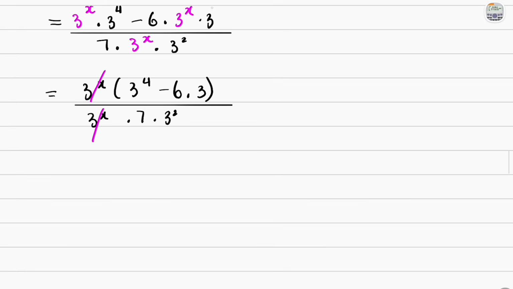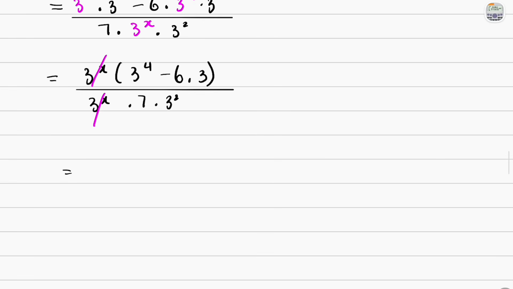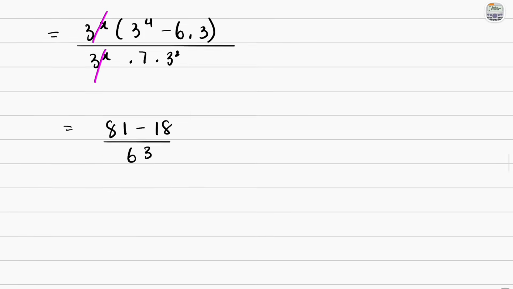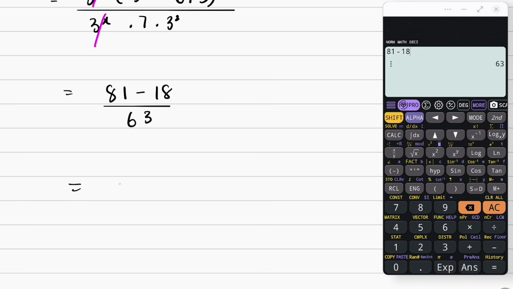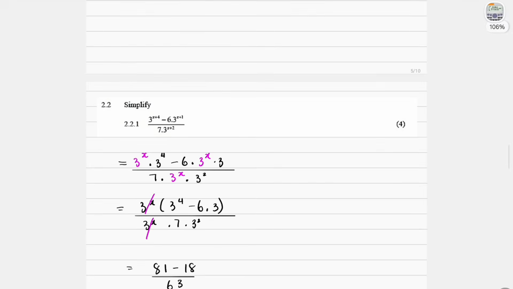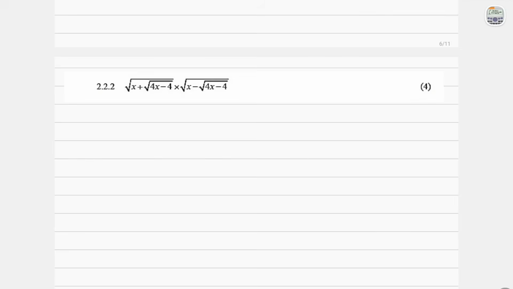So these cancel, and now we are left with 3 to the power of 4, which is 9 times 9, 81. And we have 81 minus 6 times 3 is 18, over 3 squared is 9, 7 times 9 is 63. And now we just have to simplify this. 81 minus 18 is 63, which is finally equal to 1. And that is our answer. And that is it for question 2.2.1. Moving on to the next question.